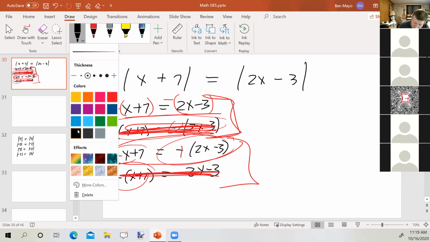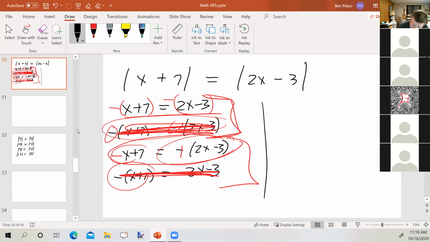So what it amounts to is I've really only got 2 cases. I'm going to take what's inside equals what's inside, and then I'm going to take what's inside of one equals the opposite of what's inside the other. Because if you do the other 2 cases, you just get redundancies. You're getting the same solutions. Okay. All right. I'm going to do a quick review here.